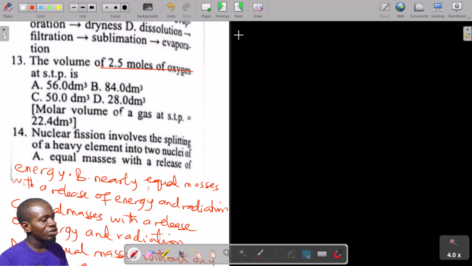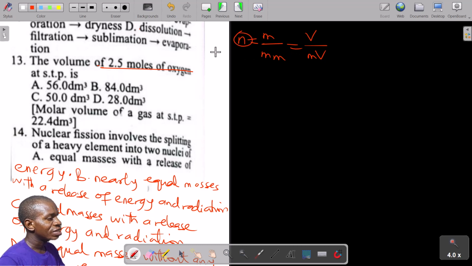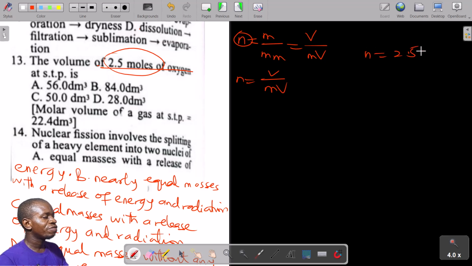Can you still recall the formula? Can you still recall this formula that n is equal to, apart from mass over molar mass, can you also remember that it is also equal to volume over molar volume? So if you can remember this, it's also part of the formula. So I am going to use one thing. They gave me n in moles. This is my n, already in moles. So I'll quickly say n is equal to V over what? MV. So whereby my n is equal to 2.5 moles.